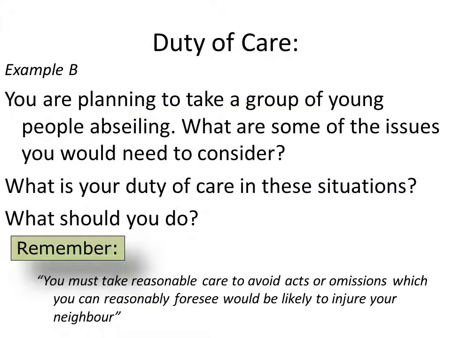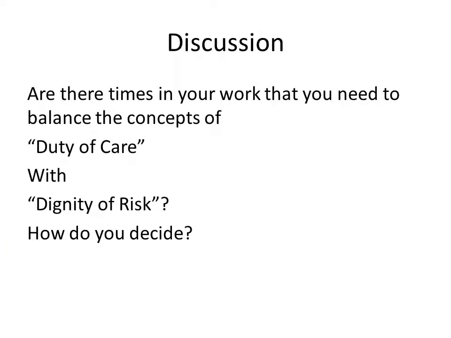Another example would be if you're taking a group of young people abseiling, some of the issues you need to consider, thinking about getting appropriate licensing. I don't know that there is necessarily a licence for that, so therefore getting appropriate people. Sometimes you need to balance it. I will discuss that with you next week, but I'd like you to go and think about times, even in your day-to-day life, let alone your work life, where we need to balance duty of care with dignity of risk. How do we balance that?